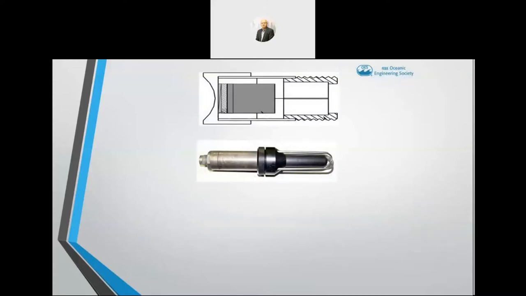Now let's have a look at the anatomy of the sensor. The sensors normally consist of two parts. The first part is the mechanical part. This is a mechanical part, and this is an electrical part.